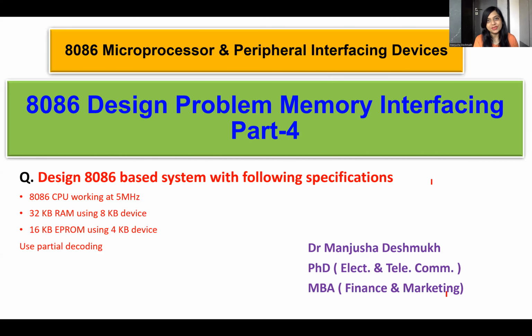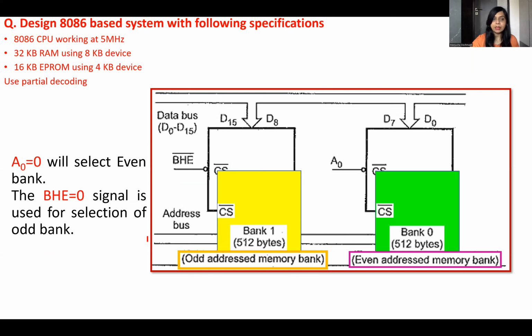Hello everyone. In this video, I am explaining an 8086 based design problem in which these specifications are given. You have to design an 8086 CPU working at 5 megahertz. You have to design it for 32 KB RAM, but only an 8 KB device is available. You have to connect 16 KB EEPROM, but only 4 KB is available.